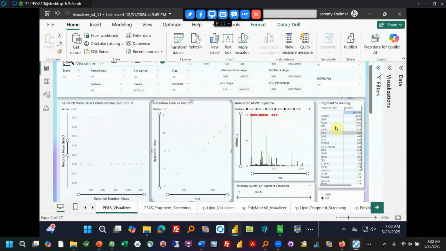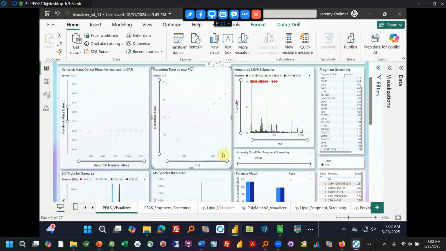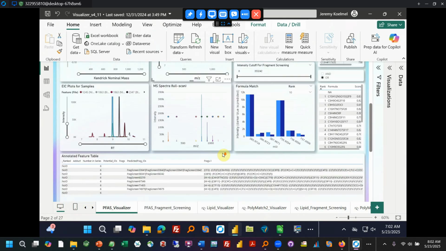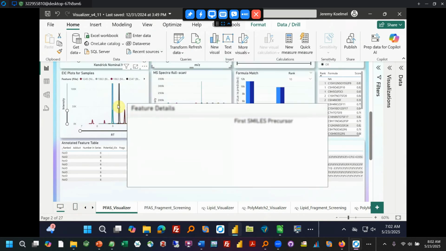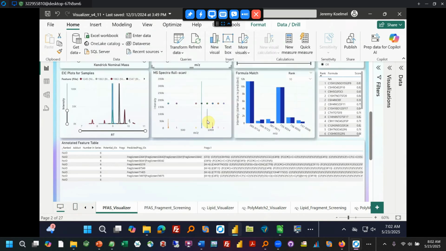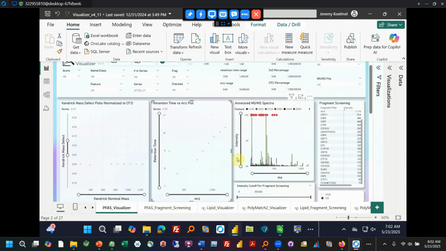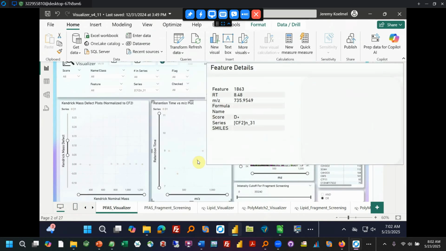You can see some fragmentation actually over here, even though it didn't get a fragment assigned, so not exactly sure what's going on there as far as giving it a D+, and you can see these very nice EICs. So it looks like there was an error in the software in terms of the score here, because we do see some fragmentation.